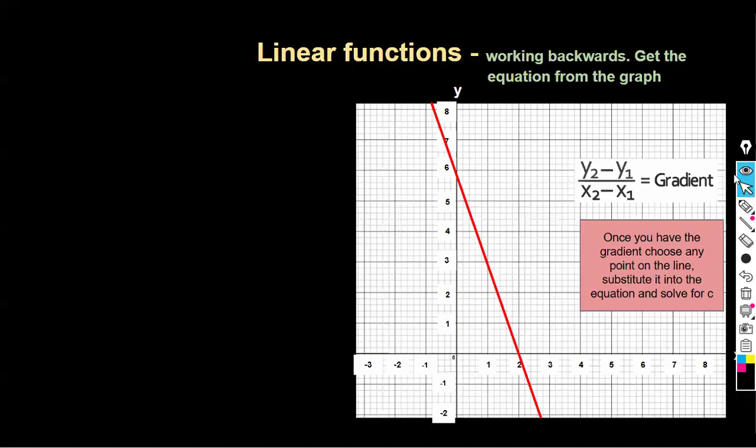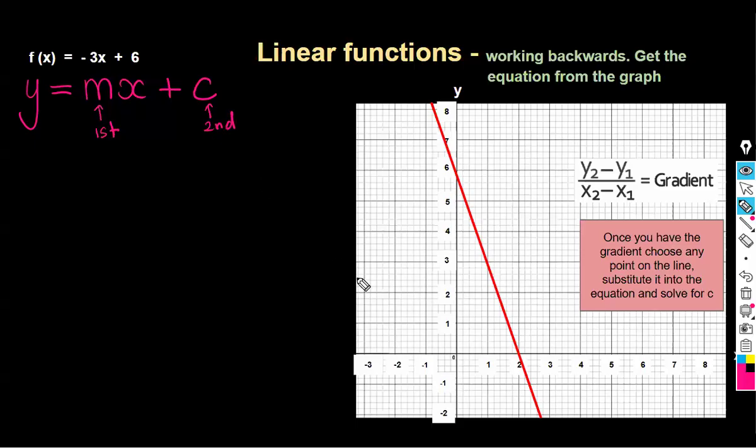Take 3 minutes. Work back and see if you can get back that 3, that -3, and that 6. Work it backwards and show yourself, show Bob, don't let Bob down. Don't do it for yourself, do it for Bob. The first thing you want to do is calculate the gradient. Remember, the equation of any straight line is y = mx + c. You calculate the gradient first, and then you see about the y-intercept second.